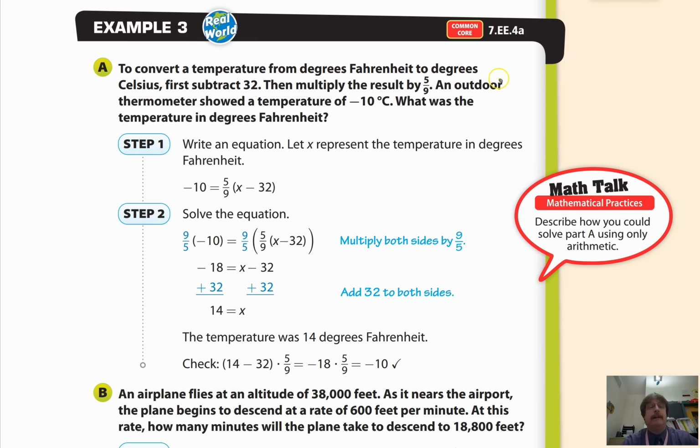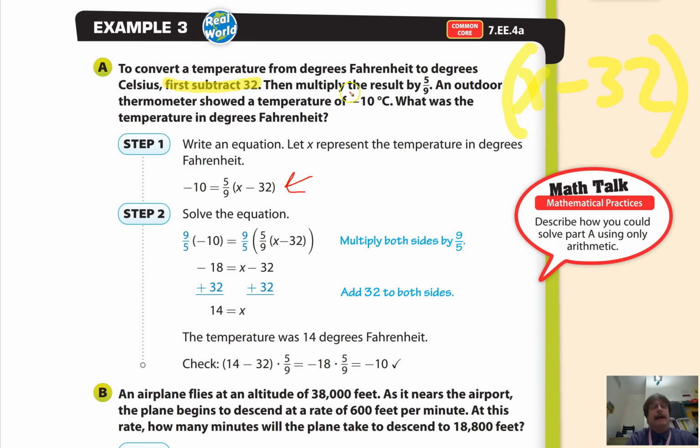Here in example 3, we have to convert a temperature from degrees Fahrenheit to degrees Celsius. First subtract 32. Okay, so we're talking about whatever your temperature is, x minus 32. Okay, then multiply that result by 5/9. So they have that right here. x minus 32 times 5 ninths.